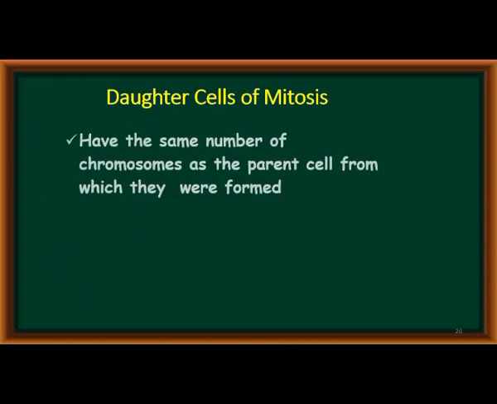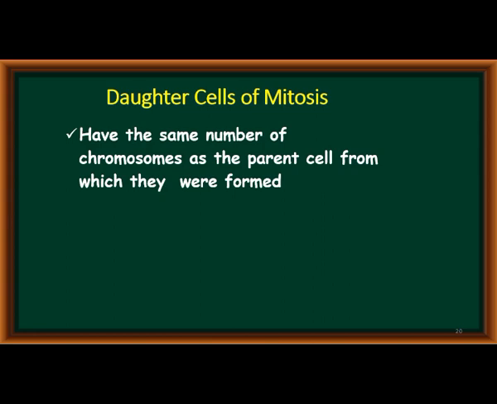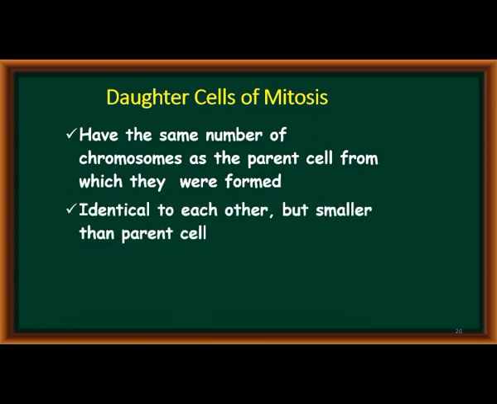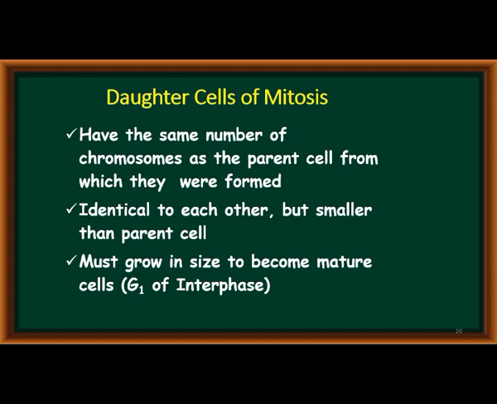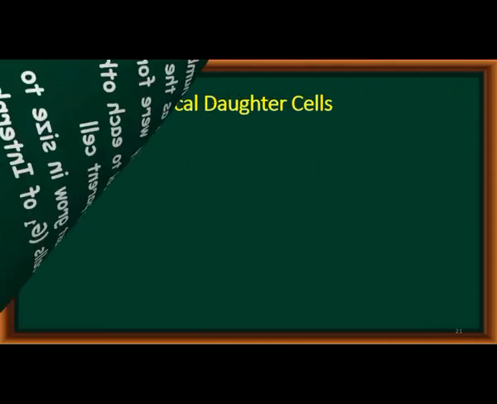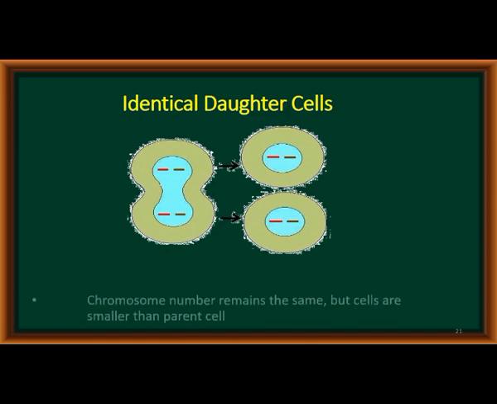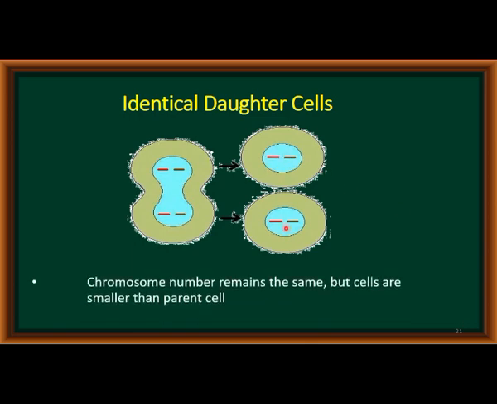Now the daughter cells of mitosis have the same number of chromosomes as the parent cell from where they were formed. The daughter cells are identical to each other but smaller than the parent cell. The daughter cells must grow in size to become mature cells during the G1 phase of interphase. In the identical daughter cells, the chromosome number remains the same, but the cells are smaller than the parent cells.